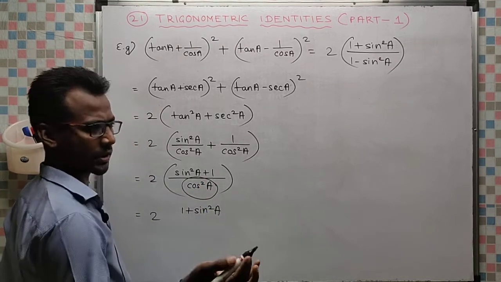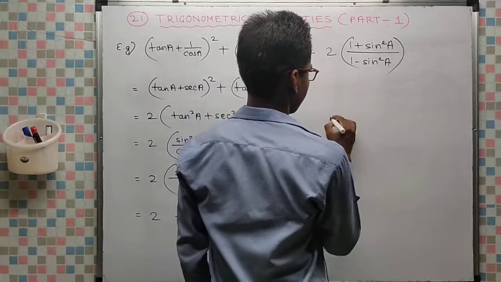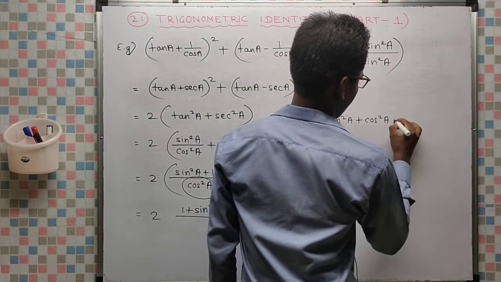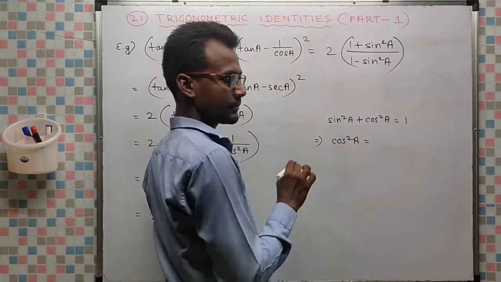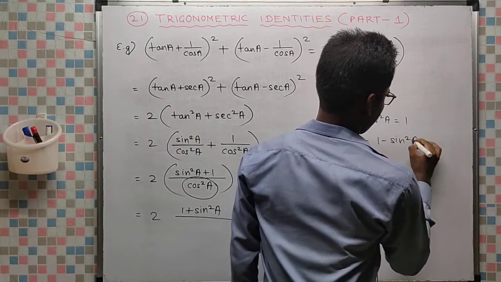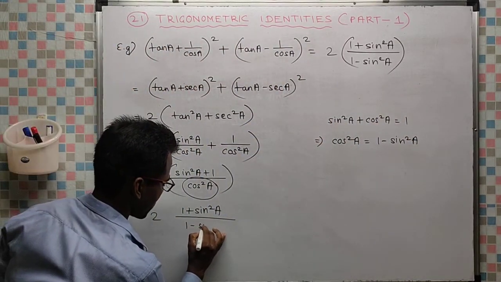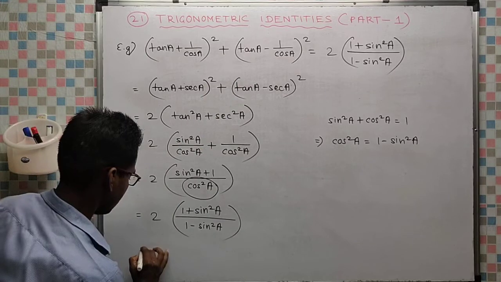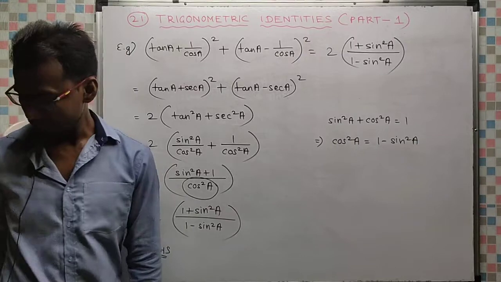Sin square plus 1 plus sin square, what is the same as cos square A? Look at the first identity: sin square A plus cos square A is 1. So simply cos square A will be 1 minus sin square A, which I need. So this can be changed to 1 minus sin square A, which is the RHS. Hence proved.